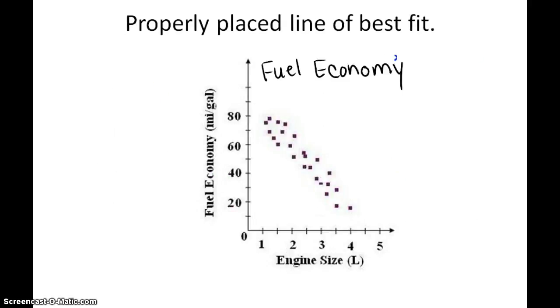So let me use that same one and see if I can get a little bit better example. This is what a fairly decent line of best fit would look like. It would fit the slope or the slant of the points and would have about the same number on the right and the left side.